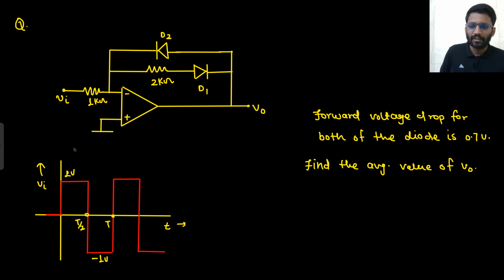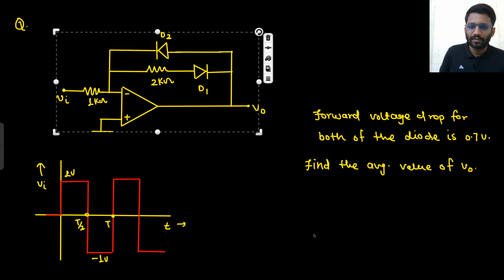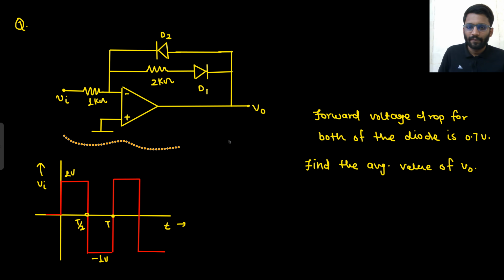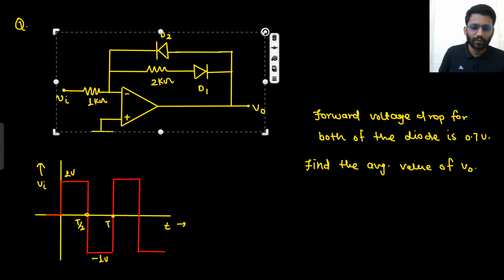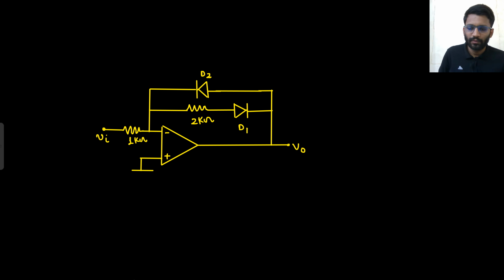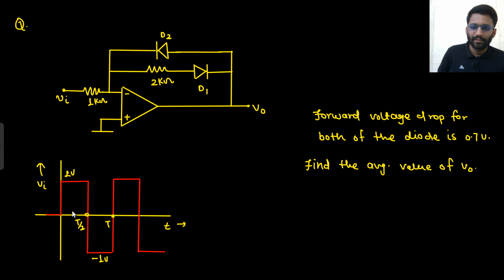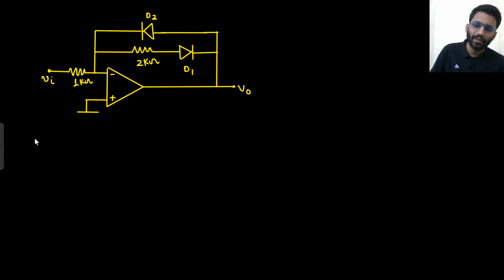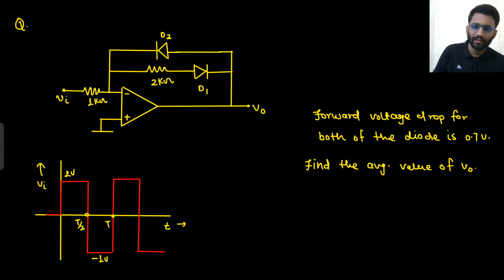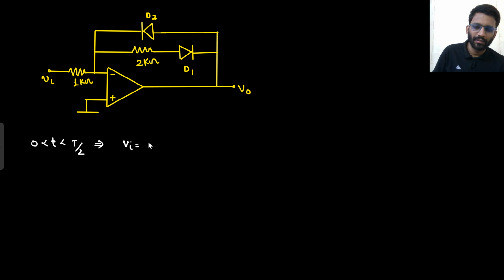So let's copy this circuit and do the analysis. What we are going to do? For 0 to T by 2, what is your Vin? Vin is equal to 1 volt, right? Vin is equal to 1 volt.